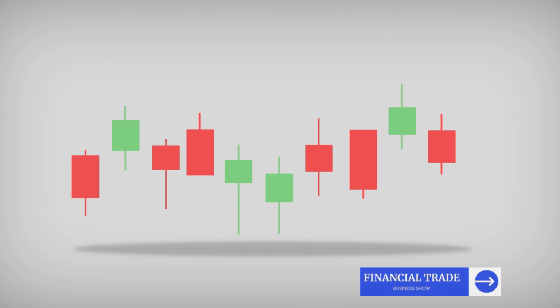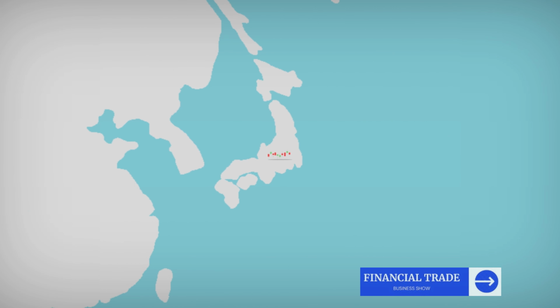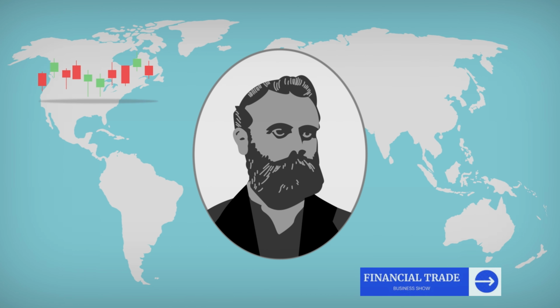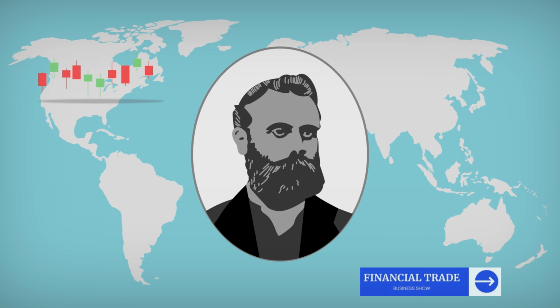Japanese candlesticks. The Japanese candlestick method was invented in the 17th century and was mainly used for trading in rice. The Americans copied it, and Charles Dow, founder of the Dow Jones Index, made a number of changes to it, but the basic principles remain the same.